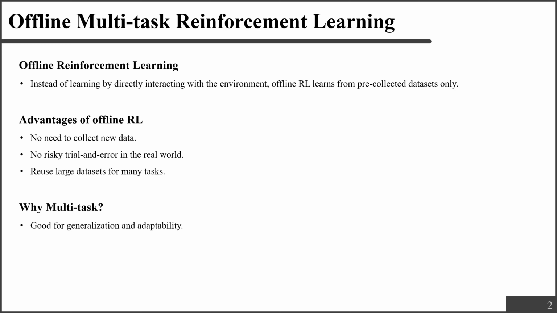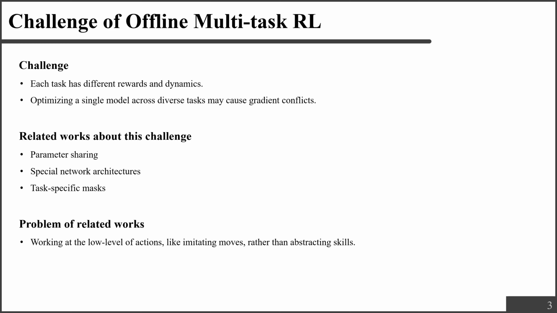Also, it scales well. You can reuse large datasets for many tasks. Then, why multitask RL? Because training on multiple tasks at once often improves generalization and adaptability compared to training them separately. But here comes the challenge of offline multitask RL, because each task has different reward and dynamics, and the dataset is fixed. We cannot simply share everything between tasks.